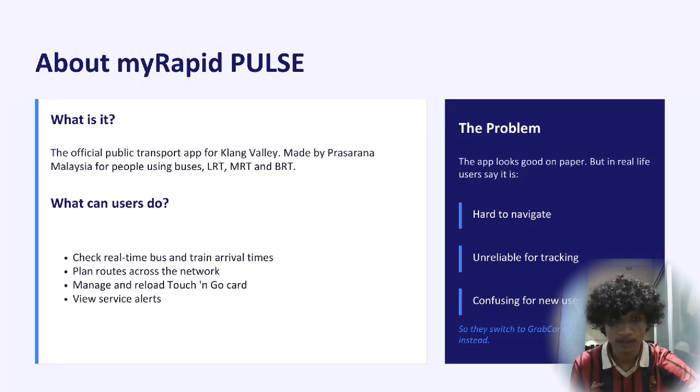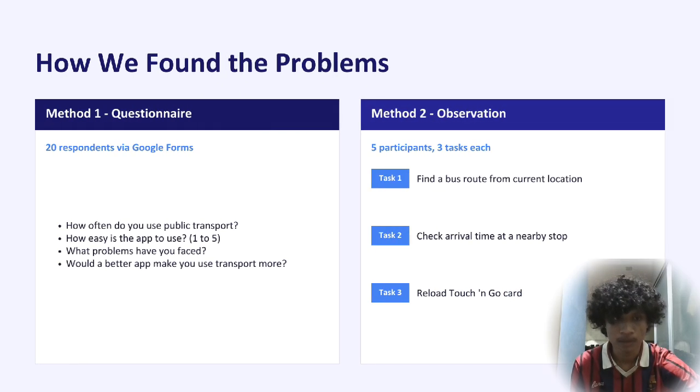Next, how we found the problem. To understand these issues, we used 2 methods, a questionnaire and user observation. We collected 20 responses through Google Form to learn about their experience, common problems, and expectations. We also observed 5 participants performing tasks such as finding a bus, checking arrival times, and reloading their Touch 'n Go card. This allowed us to see where they got confused or struggled.